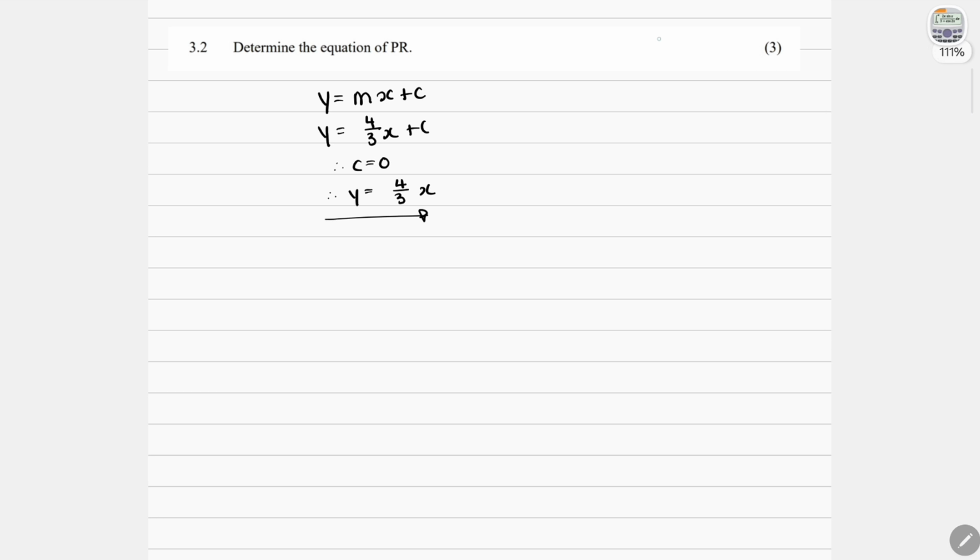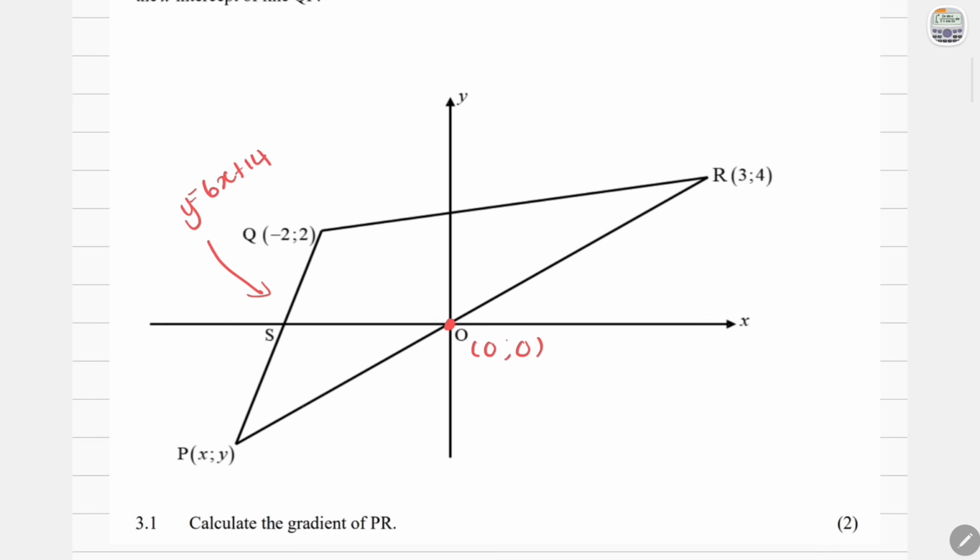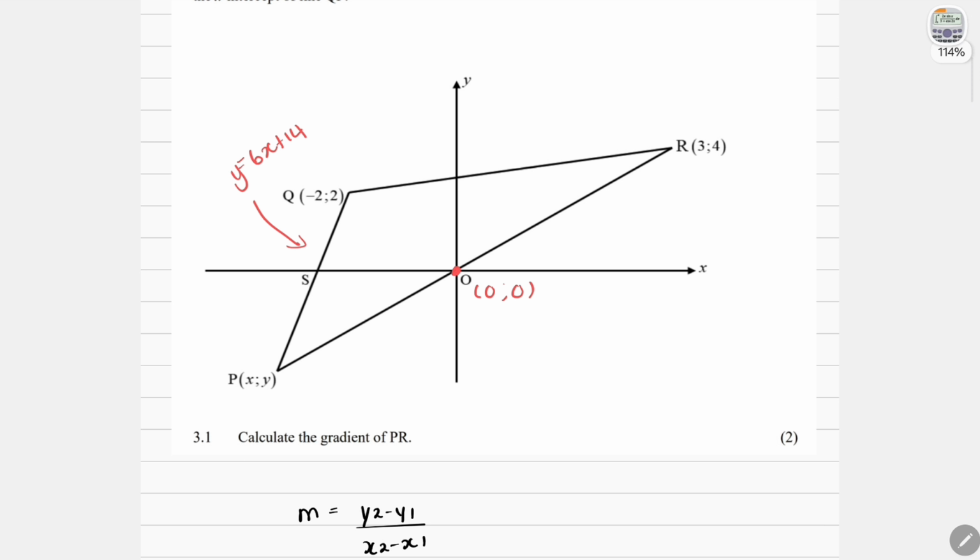Moving on to the next question. Question 3.3 says, determine the coordinates of P. So how can we find P given everything we have? Well, we just found the equation of PR and we already know this equation. So it's always good to put down whatever you have been given because it's going to help you throughout the questions. Because this point P is also the point of intersection of this line PQ and PR, we can just equate the equations to find out where they intersect, and that will be P.